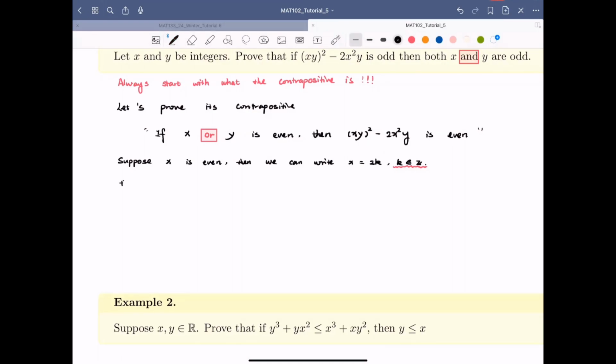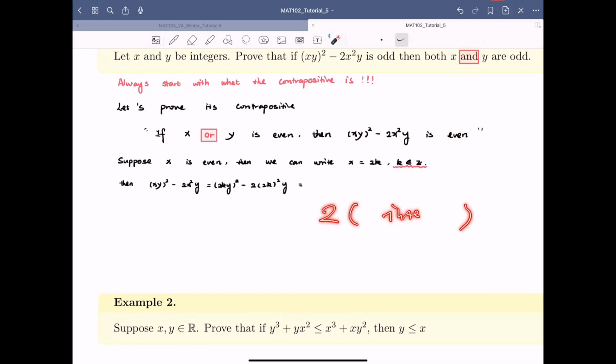So then xy squared minus 2x squared y equals 2k y squared minus 2 times 2k squared y, which you can factor out. If you want to show something is even, you always write it as 2 times an integer. So I want to factor out a 2 here. That's going to be 2 times, the first term is left with k y squared, minus 2 times 2k squared y... which is even.